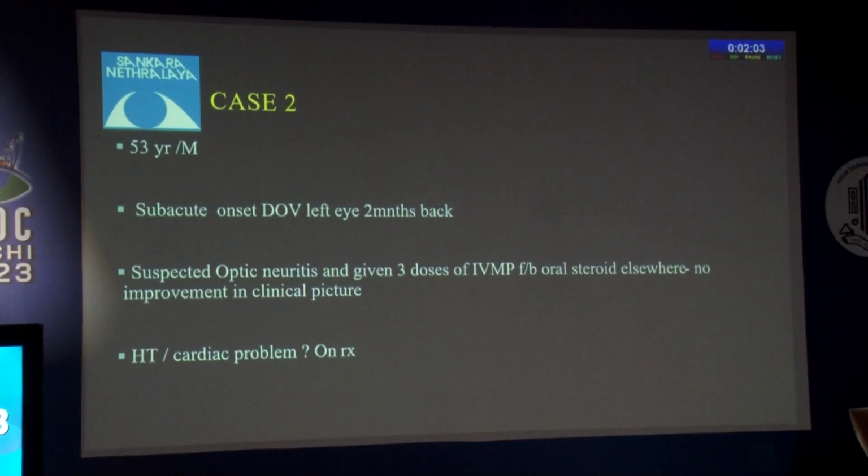So this is case 2, who was referred as optic neuritis. He was a 53-year-old male. He had a drop in vision in the left eye for 2 months. He had some cardiac ailment for which he was on treatment, but he didn't carry the reports. He was hypertensive, and by the time I saw him, he was already post-IV steroids.